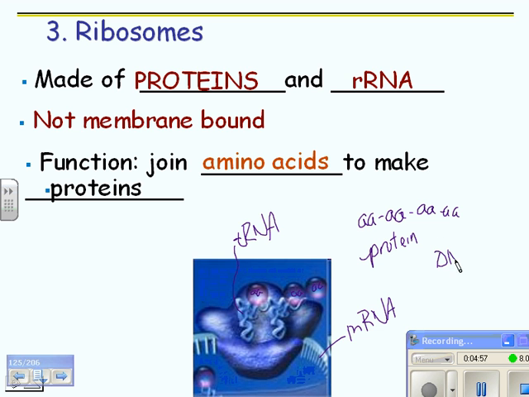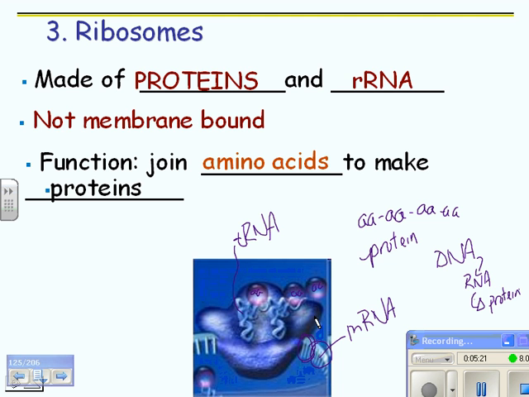And so DNA codes for RNA, and this is the RNA. And the RNA codes for a protein. And so here's that protein being made. These three little nucleotides will code for one particular amino acid. These will code for another and another. So that determines the amino acid sequence.